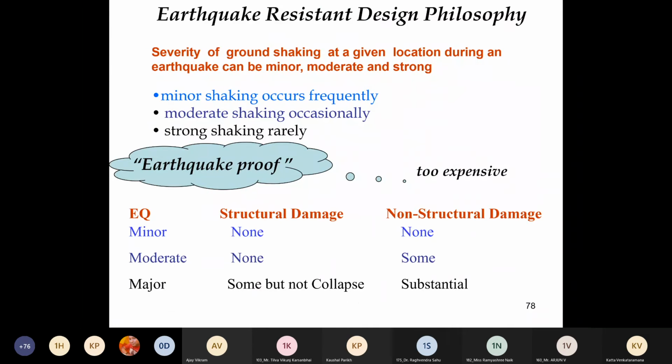So those are some of the examples of considerations of ductility for beams, columns, beam column joints and footing.